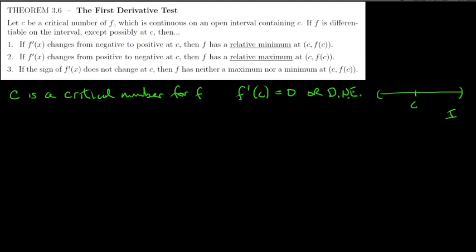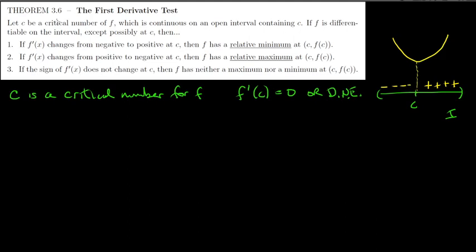And so here's the idea. When you were making your little sign charts for determining where your function is increasing or decreasing, let's suppose that the derivative is negative here and then positive here. So what's happening? The graph is decreasing and then increasing. So what happens at C? You have a relative minimum.